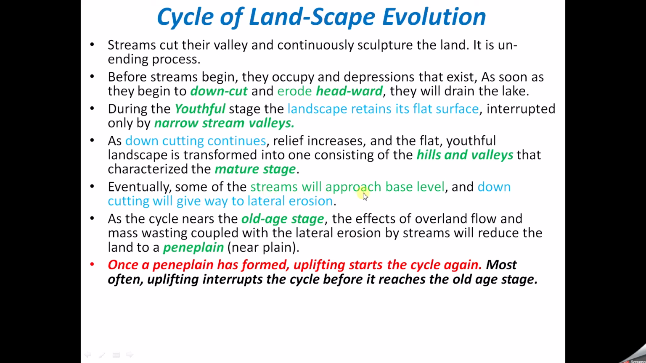And eventually streams will approach base level. Downcutting will give way to lateral erosion, and that's when you create meandering streams. As the cycle nears the old age stage, the effects of overland flow and mass wasting, coupled with lateral erosion by streams, will reduce the land to a peneplain, a near plain. Once a peneplain has formed, uplifting starts the cycle again. Most often, uplifting interrupts the cycle before it reaches the old age stage.